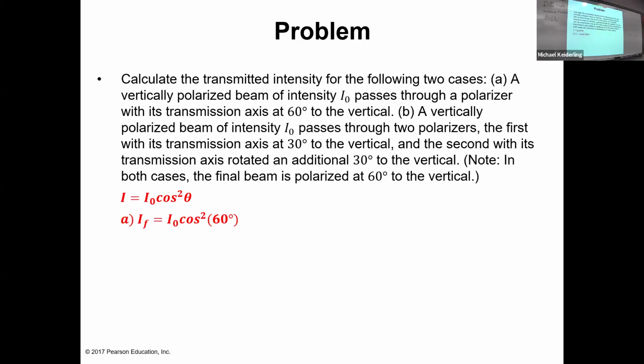In part A, we're only going to do that once. So final intensity is initial intensity times cosine squared theta of 60 degrees, which is 0.25 initial intensity.